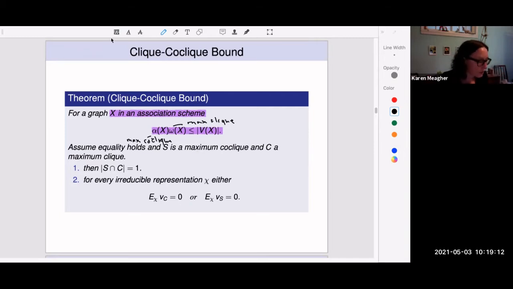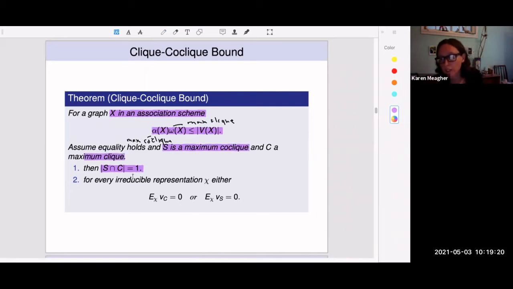We also know that if we have equality, then if we have a maximum clique and a maximum co-clique, the intersection is going to be equal to 1. And it makes sense that the intersection can't be any bigger than 1, because one is a set where everybody's adjacent and the other is a set where nobody's adjacent. So 1 is obviously the best you can get, but when you get this bound with equality, you get exactly 1.